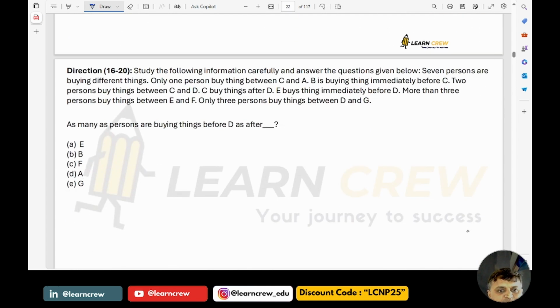Next, as many persons are buying things before D as after whom? After G. After G you have only one person. Before D also you have only one person. So the answer is option E here.